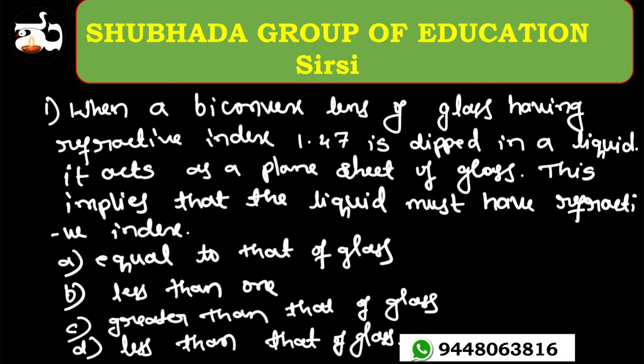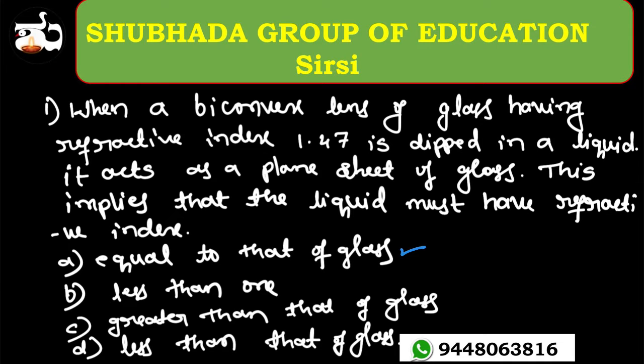must have the refractive index equal to that of glass, less than 1, greater than that of the glass, less than that of the glass. Okay, so when such types of questions are given on geometrical optics or ray optics, you need to check it option by option. Let me take the first option and see whether it is correct or not.